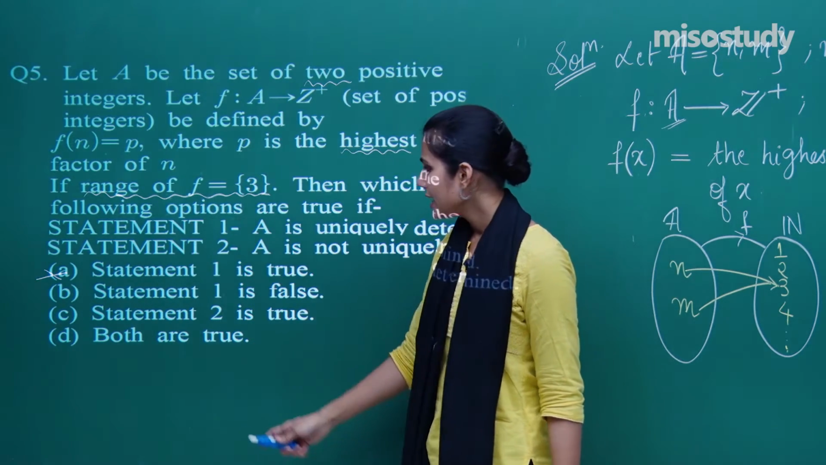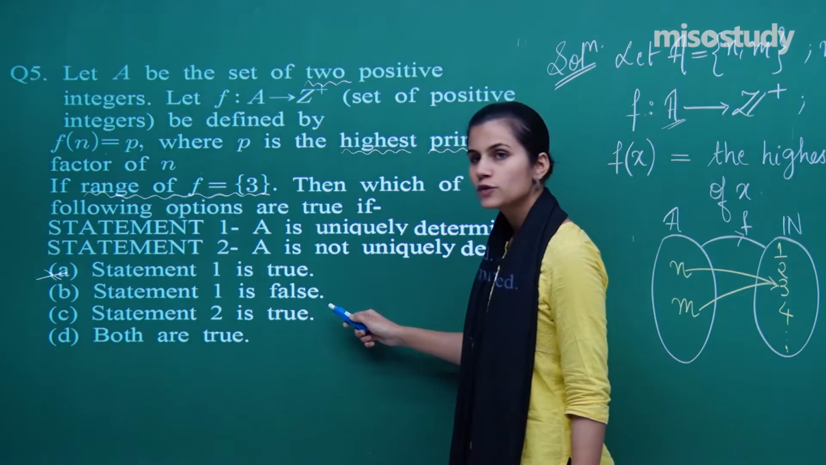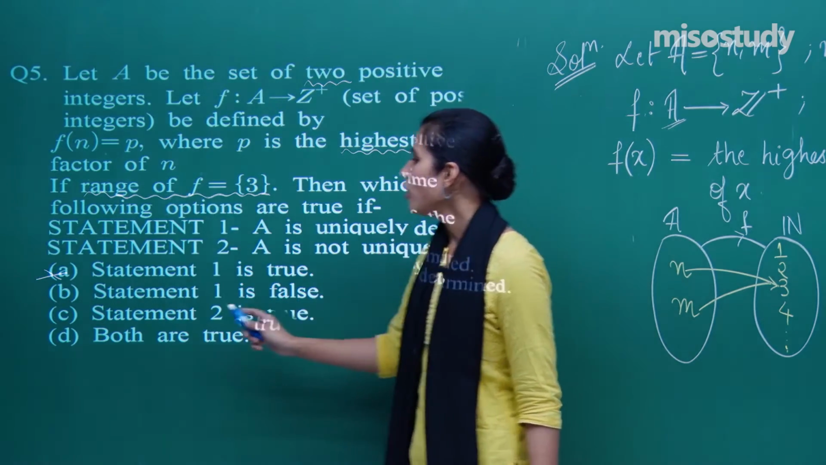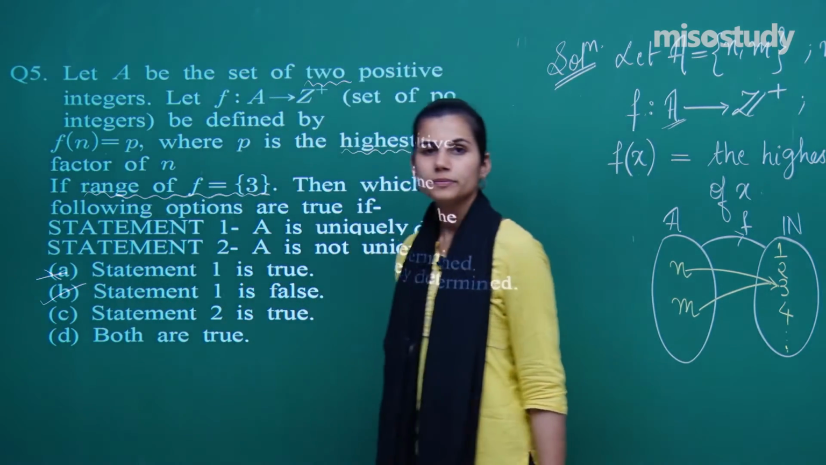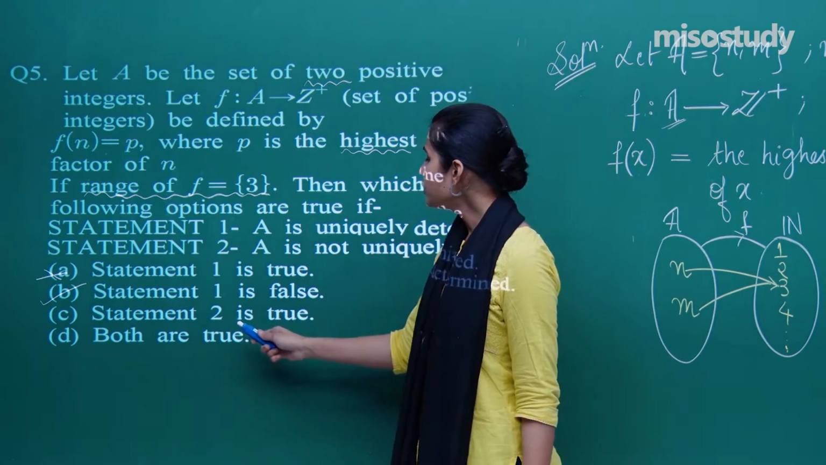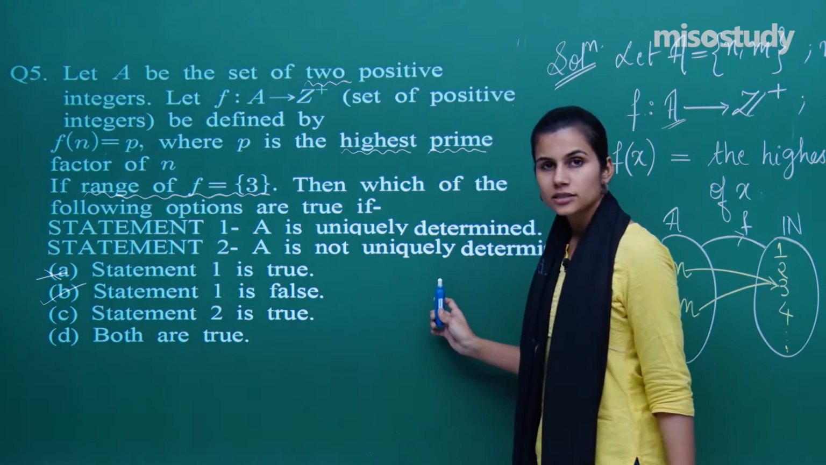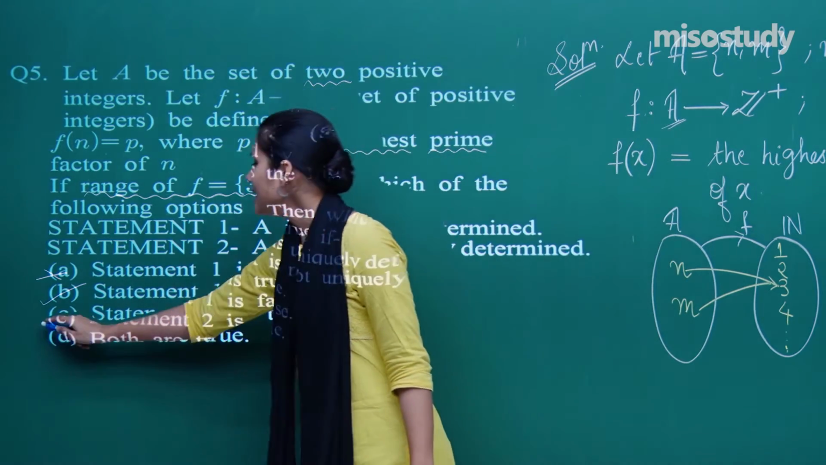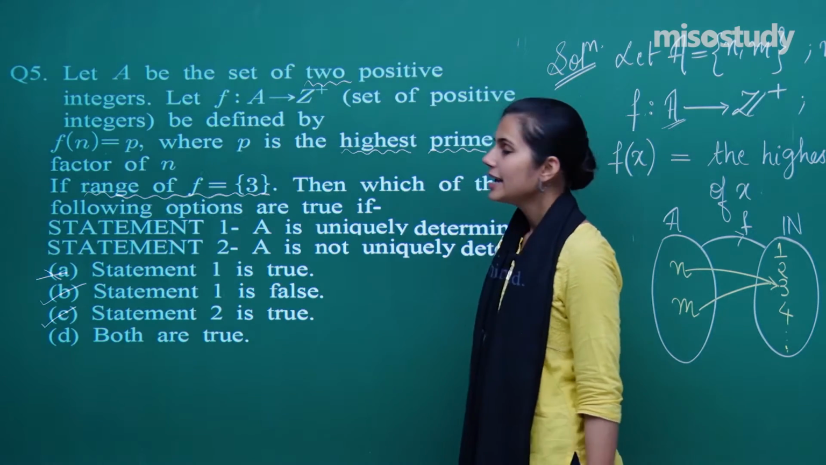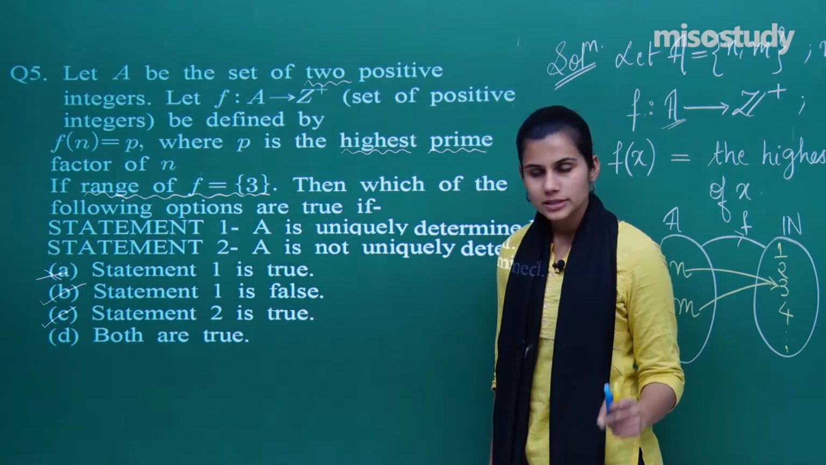Option B says statement 1 is false. Yes, it is false, and so B is true. Option C says statement 2 is true, that is, A is not uniquely determined. Yes, it's true, because A is not uniquely determined. A can take a lot of forms.